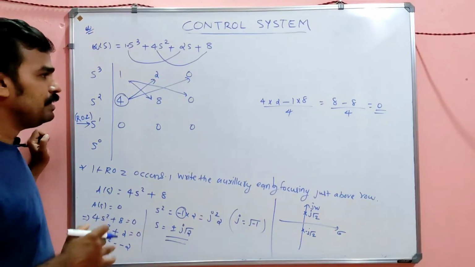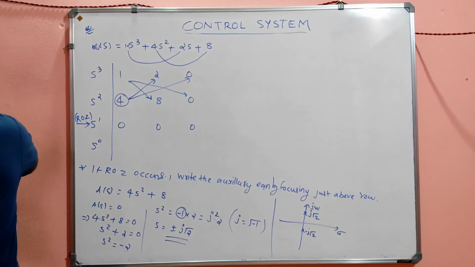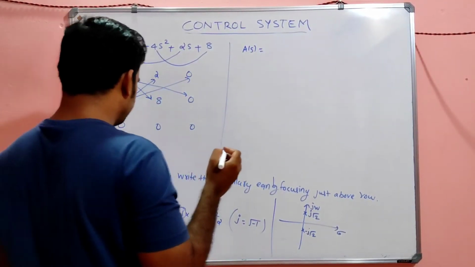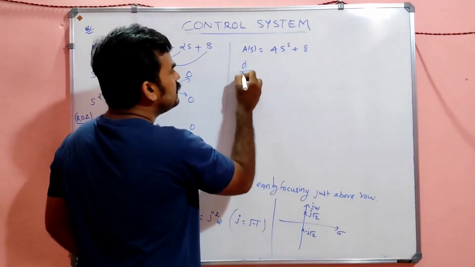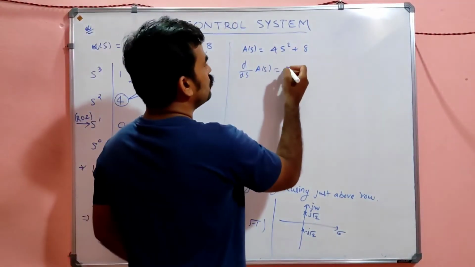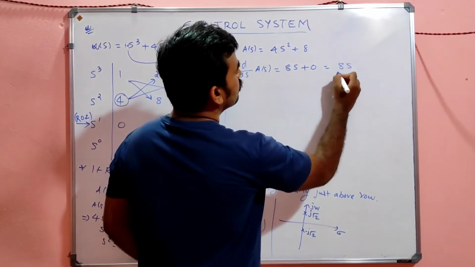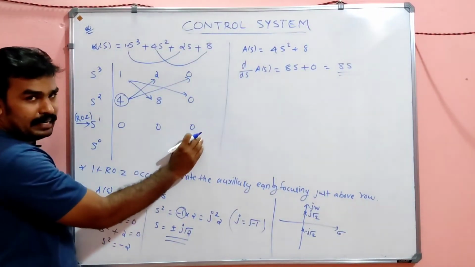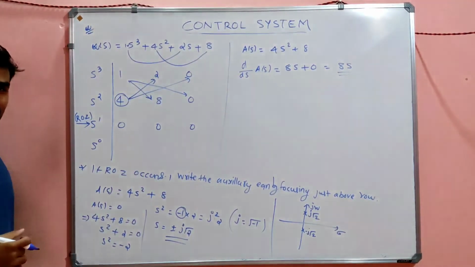Okay, again what do we have to do? What do we have to do, my dears? For that we have our A(s). What is A(s), my dear? 4s square plus 8. Okay, now you have to find d by ds of A(s). What will be d by ds of A(s)? 8s plus 0, correct now? Or simply 8s, simply 8s. Remove the zeros by the derivative of the auxiliary equation. What do we have to do?